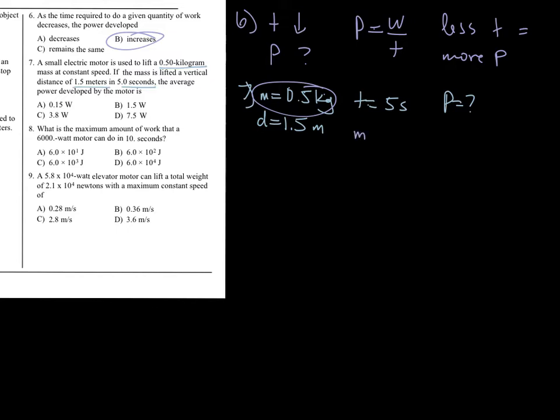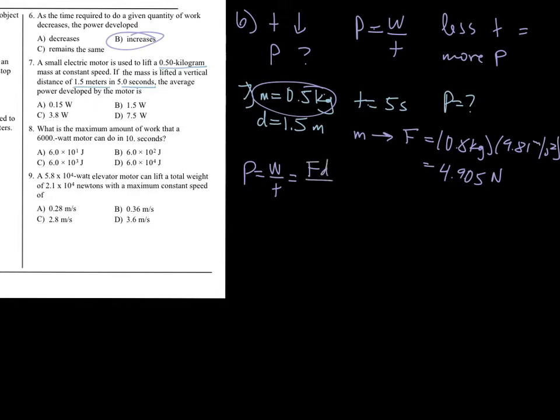So that means we have to convert that mass to newtons by doing 0.5 kilograms times 9.81 meters per second squared. If you want to turn it into newtons, half of 9.81 is 4.905 newtons. Now we could go into our definition of power, which is work over time, which is also equal to force times distance over time. And so you should get 1.5 watts as your answer.